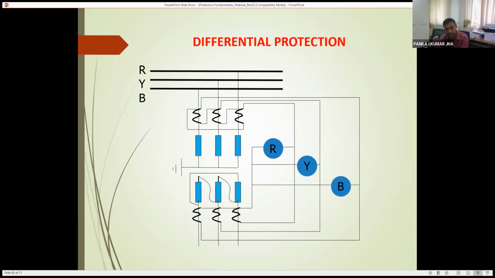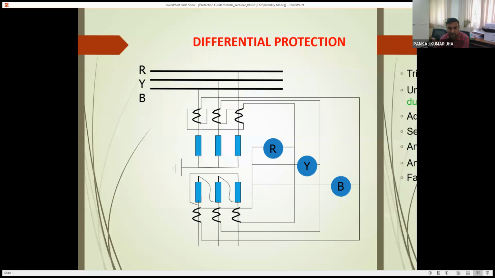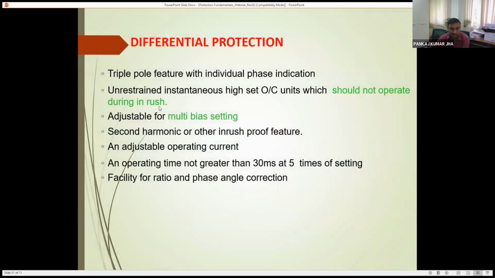So in normal condition, whatever current is entering into the zone, the same current should go out, and it will be balanced. In case there is a fault inside the zone, the current entering and the current leaving will not be equal, and the differential protection will detect the fault. For a transformer, we need a triple pole feature. That means whenever there is a fault on the transformer, we want our relay to operate and trip all three poles of both side breakers of the transformer. Then it should have multi-bias setting, and it should not operate during inrush.